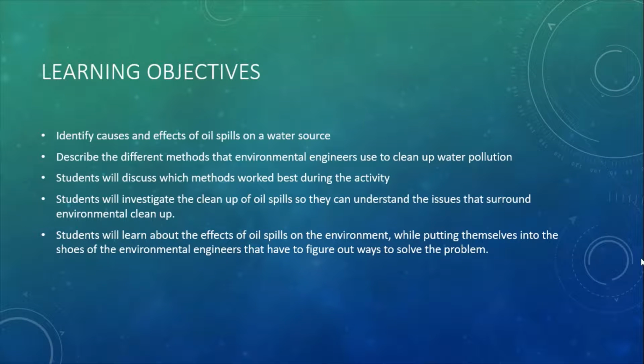Our learning objectives for this will be that students can identify causes and effects of oil spills on the water source, describe different methods that environmental engineers use to clean up water pollution. They will be able to discuss which methods work best during the activity. They will investigate the cleanup of oil spills so they can understand the issues that surround environmental cleanup, and also that students will learn about the effects of oil spills on the environment while putting themselves into the shoes of environmental engineers that have to figure out ways to solve these problems.